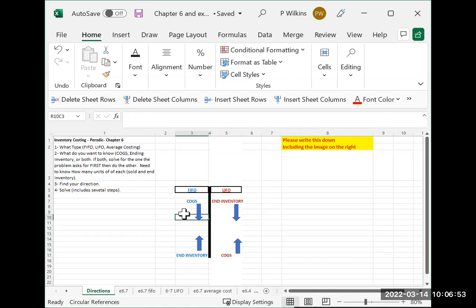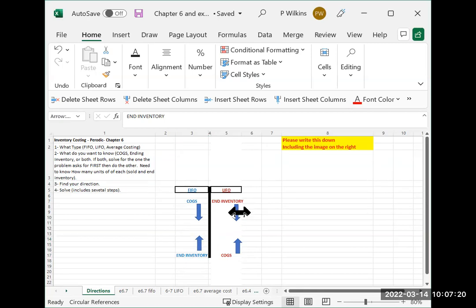What this means is that when we have a list of inventory, the first thing you're going to do is get the inventory into a specific chart. Once you have it in the chart, the cost of goods sold is going to sit at the top of the chart, going downwards until you get to the number of items sold. And the ending inventory is going to sit at the bottom of the chart, going up until you get to the number in ending inventory.